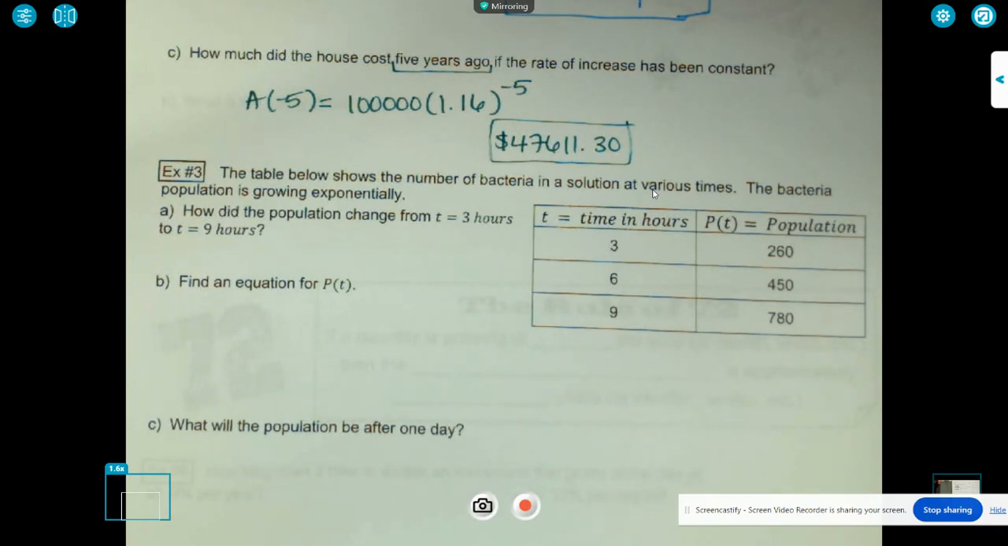Increased. Okay, we're like, oh yeah, it increased. Okay, you can tell me how much it increased. It increased by what? 620? Okay, that still doesn't give me a bunch of information. All right, I'm looking for a very specific answer here. So from 3 to 9, it grows from 260 to 780.